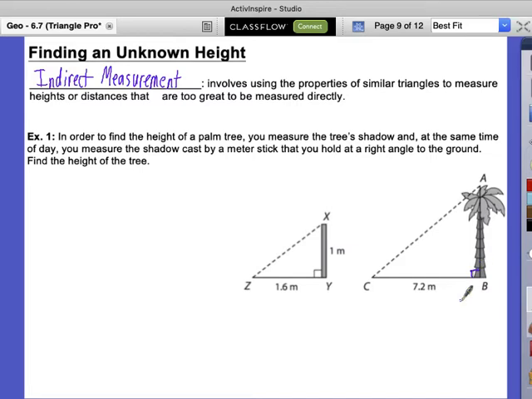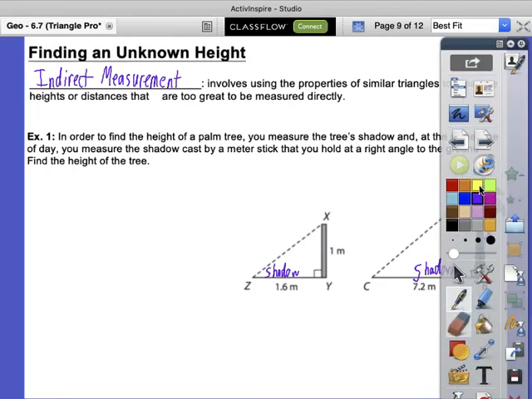Okay. Measure the tree shadow. We're told that the tree shadow is 7.2 meters. So this is our tree shadow. And at the same time of day, you measure the shadow of the meter stick. The meter stick shadow is 1.6 meters long. We know the meter stick is 1 meter tall because it's a meter stick. We don't know the palm tree, so that could be our X. We're finding the height of the tree.